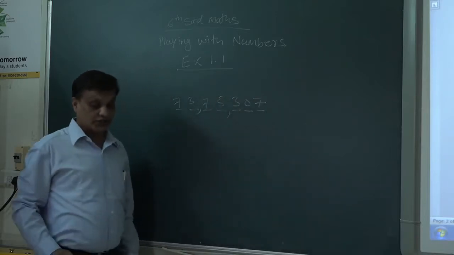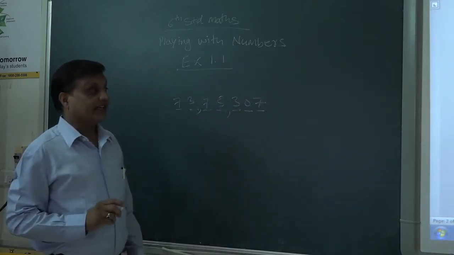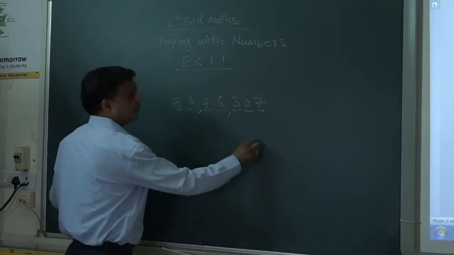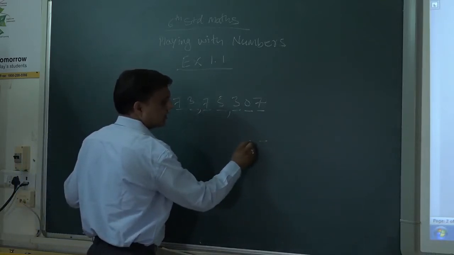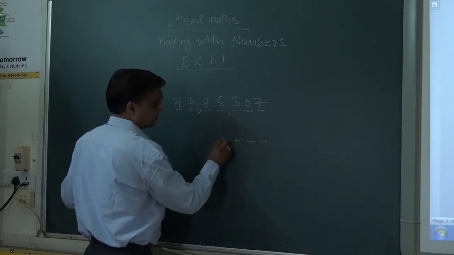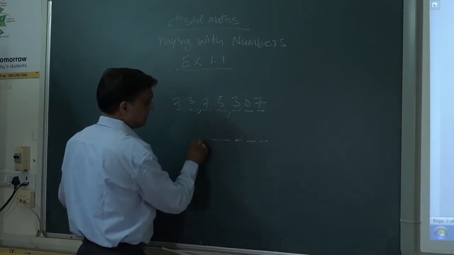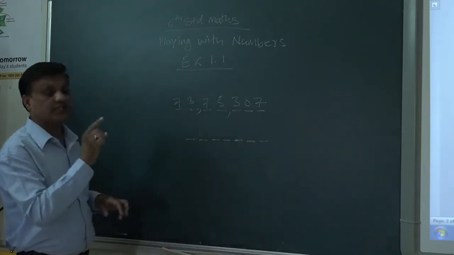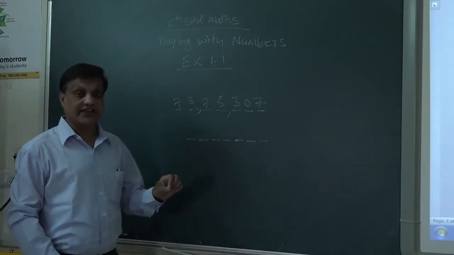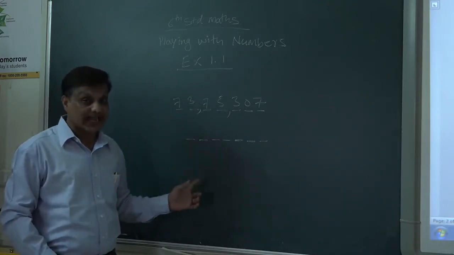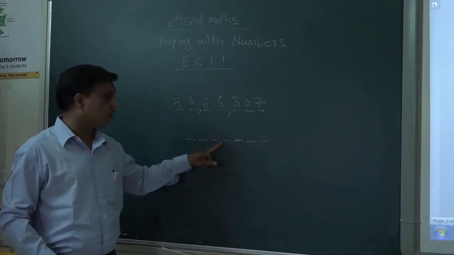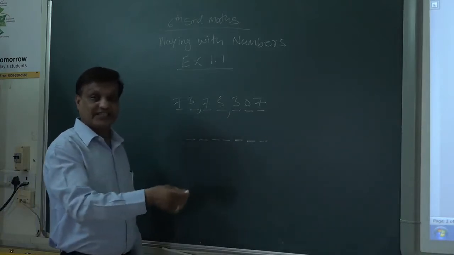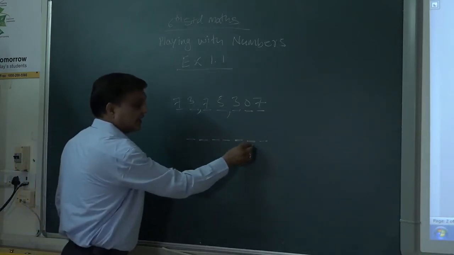75,000, comma, 307. The question is 73 lakh 75,307. First, what I did, I put small dashes: ones, tens, hundreds, thousands, 10,000, lakh, 10 lakh. Why did I take up to 10 lakh? Because the question goes up to 70 lakhs. 73 lakhs, so it comes in the 10 lakhs place also.